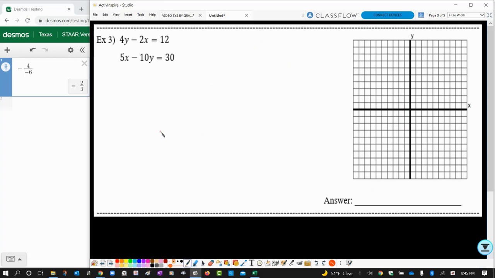Okay, let's go on to the next problem here. And in this again, we need to get the y alone. So there's no space here. So let me write over here to the side. And first thing I'm going to do is move the 2x to the other side in order to start getting the y alone. So the 2x is going to become positive 2x, and we'll bring it down to 12.